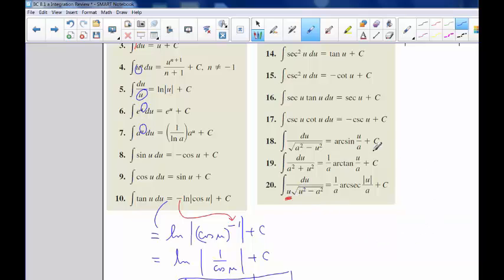The key thing here that you need to understand is this du is the derivative of u, not the derivative of u squared. The other thing to be careful of, of course, is the fact that in these formulas, the arcsine does not have a 1 over a in front of it.